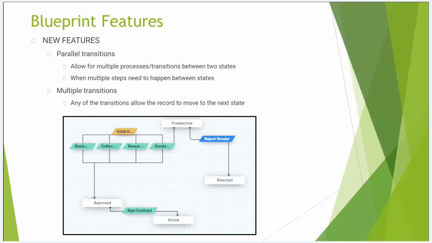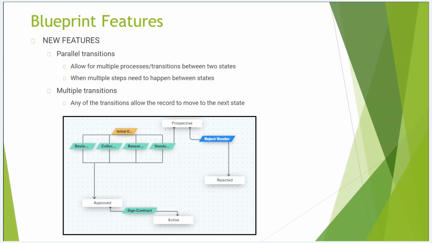Some cool new Blueprint features are parallel transitions, which are when there are multiple steps that need to happen before a record can move to the next state. And then there are also multiple transitions where when any of the criteria are met, it will allow the record to move to the next state.